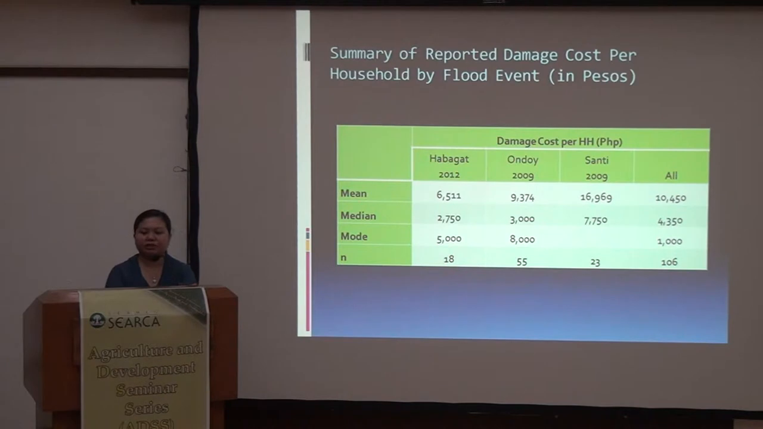In terms of damage cost, we estimated the mean, median, and mode damage cost as reported by the households corresponding to different flood events in the past 3 years. So we considered Habagat, which occurred in 2012, Ondoy in 2009, and Sandy in 2009. The mean damage cost per hectare is about 6,511 for Habagat, 9,000 for Ondoy, and 16,900 for Sandy. We just compare that to per capita household income per month. We can see that it is even higher than that value.